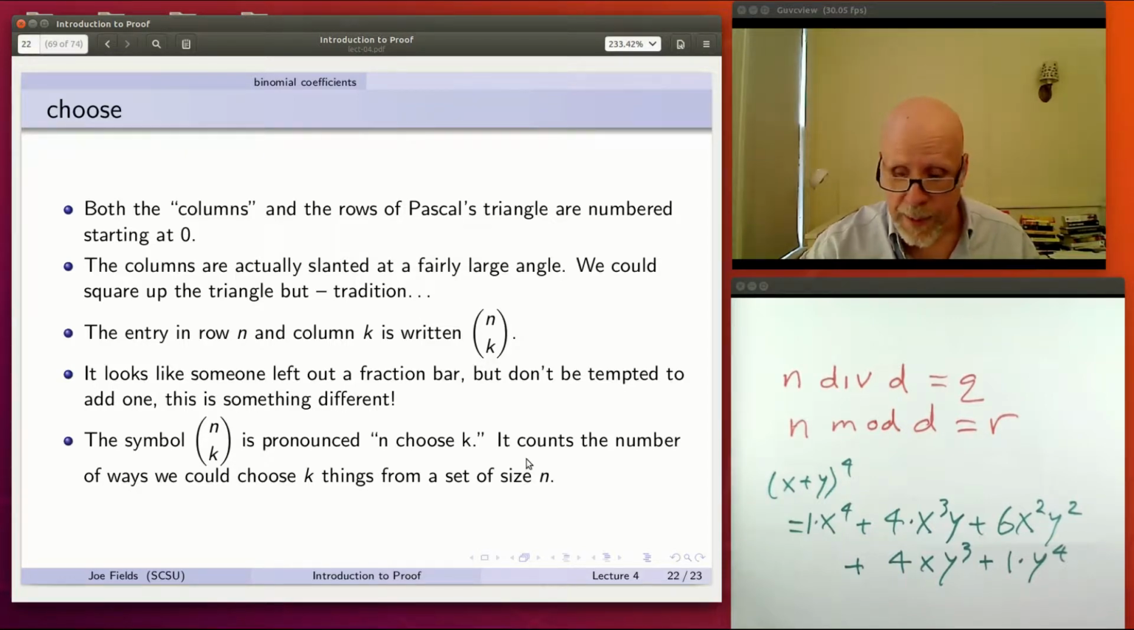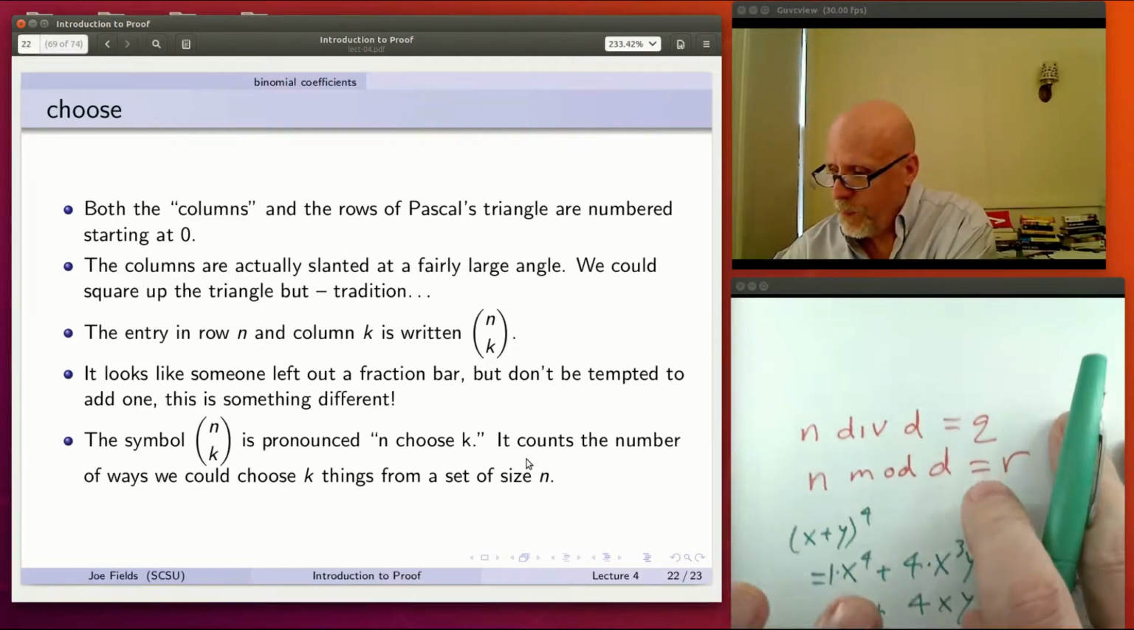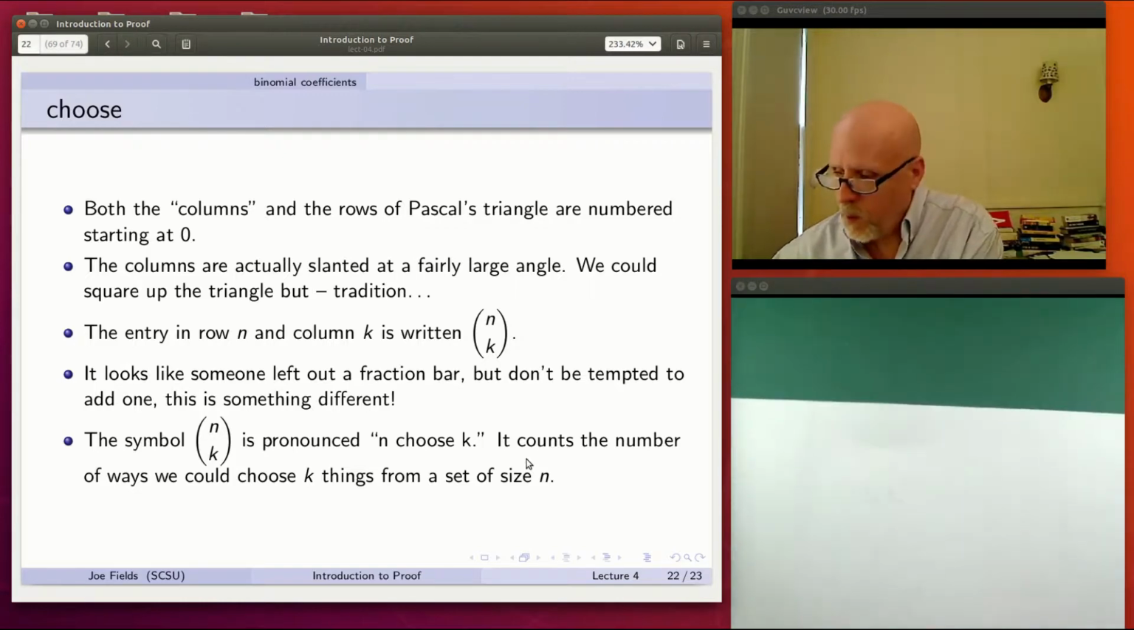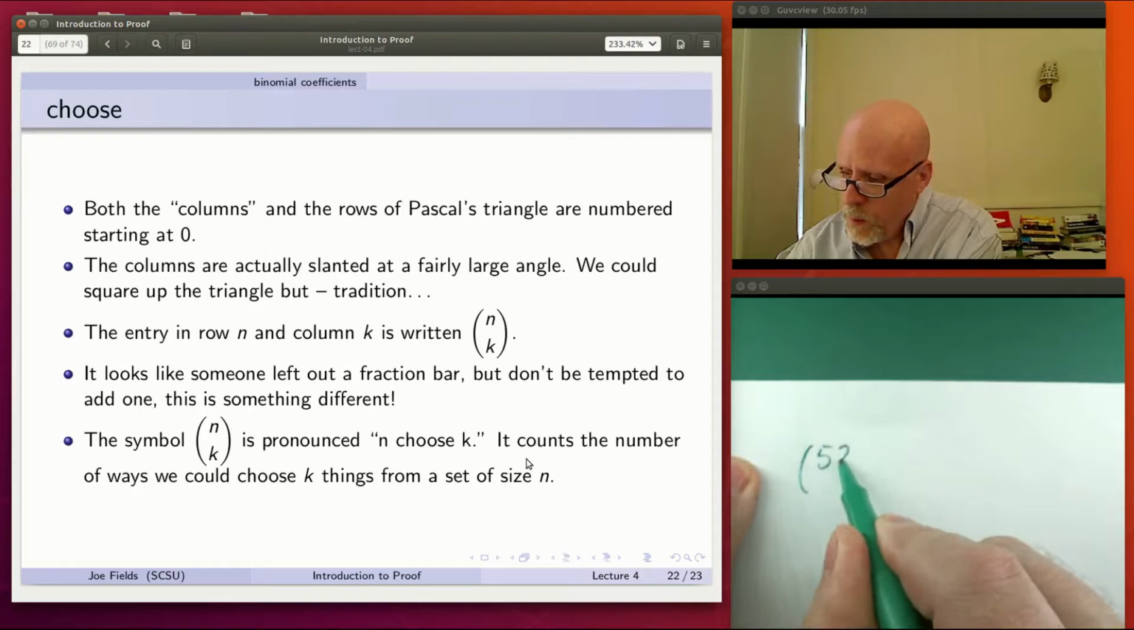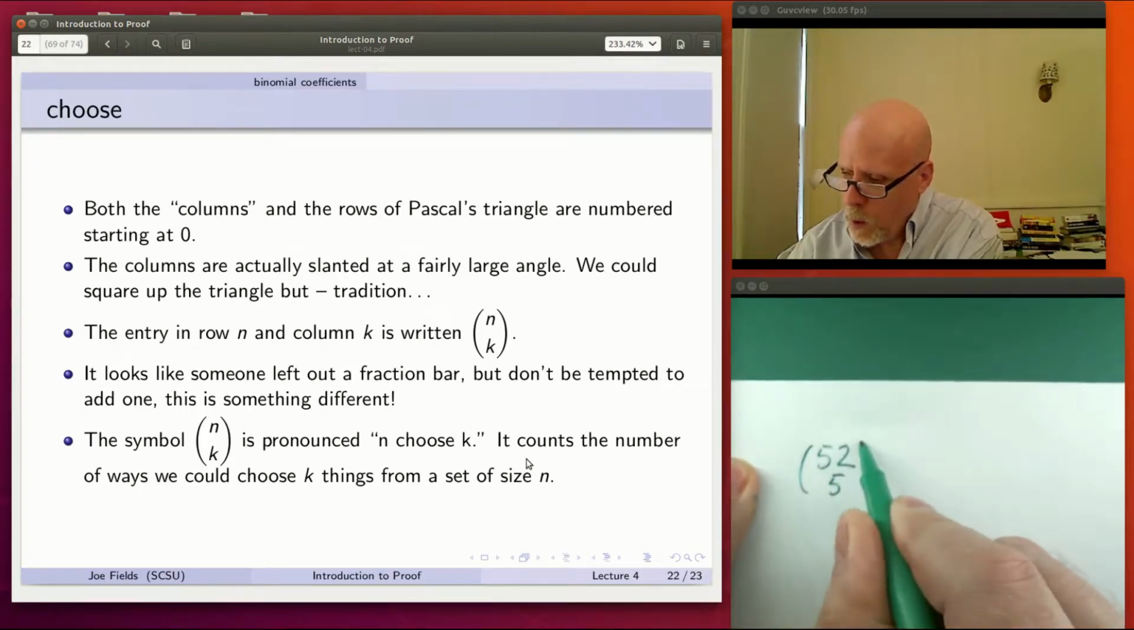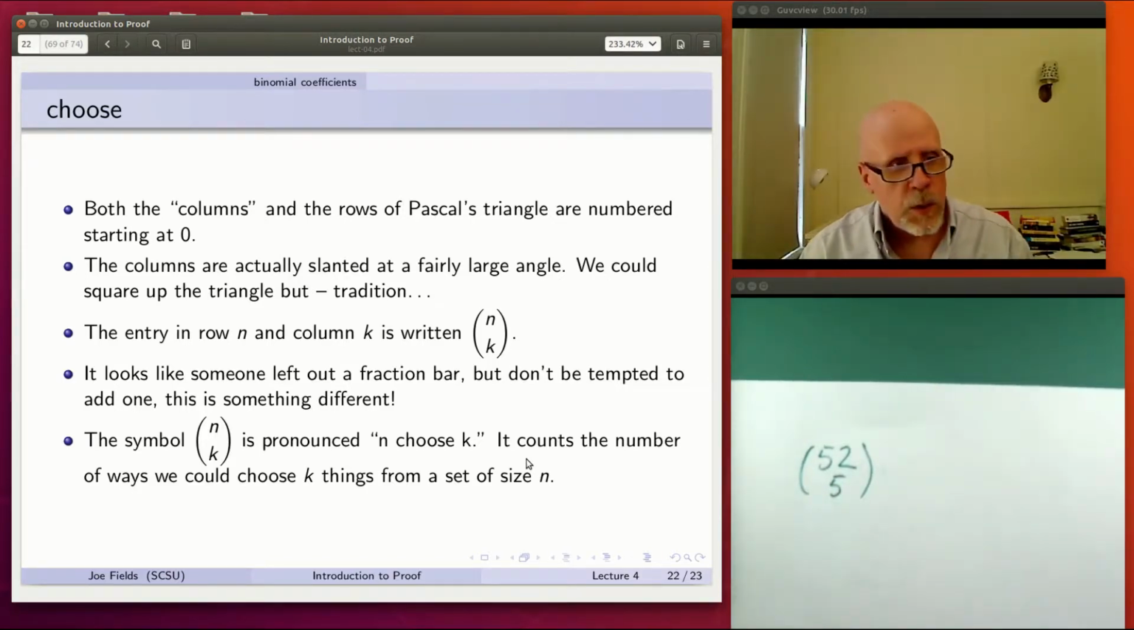So for instance, I'll give you an example of an important binomial coefficient. If you play poker, 52 choose 5, that is the total number of ways you could pick a hand of size 5 out of a deck with 52 things in it. And so that's the denominator you use for all the odds computations in a game of poker.